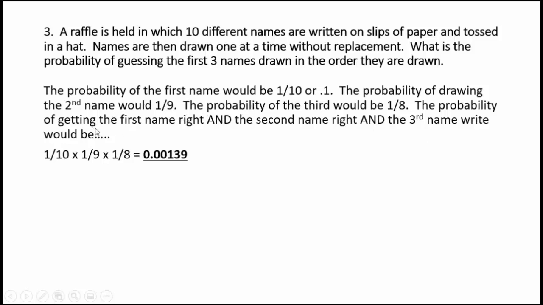Okay, so we need a multiplication rule, and you multiply these probabilities out. So 1 over 10 times 1 over 9 times 1 over 8. And if you do all that work, you should get this probability of 0.00139, right? So there's less than a 1% chance that this would happen. Okay, but that's the probability right there.